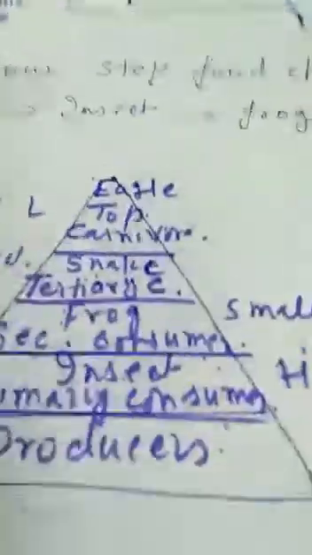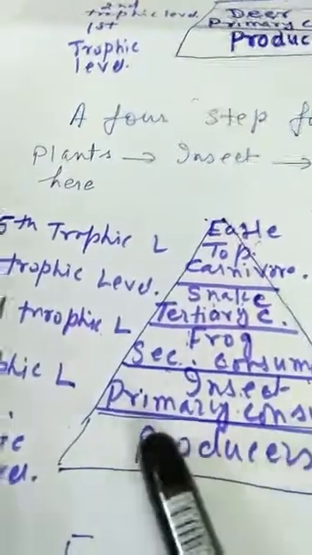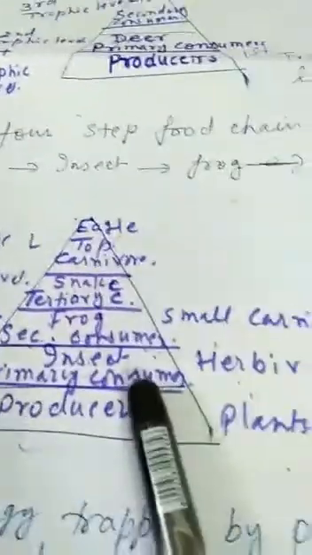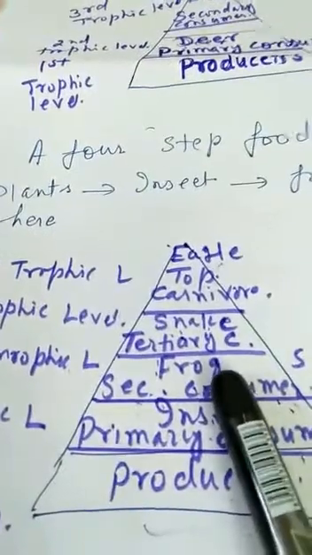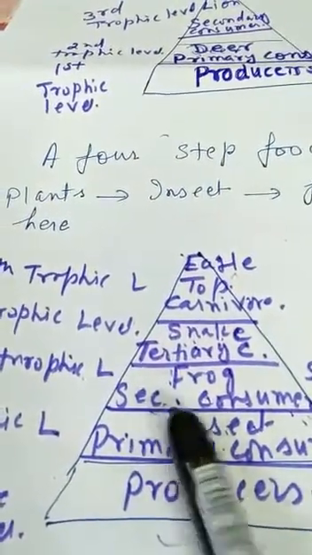Let us see how many trophic levels there are. First of all, we see that the plants are the producers, which are autotrophs, and they form the first trophic level. Then insects are the primary consumers, they are herbivores, and they form the second trophic level. Then we come to the frog, which is a secondary consumer, and forms the third trophic level.